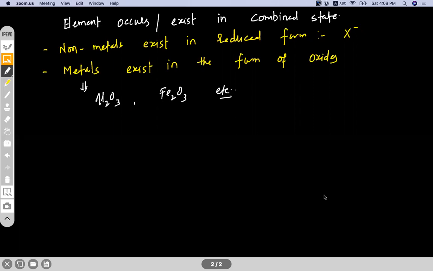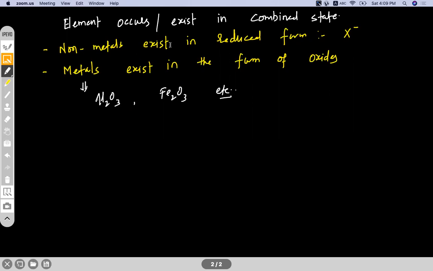There's no point in extracting a metal if you are putting so much money behind it, because eventually you have to make a profit out of it. So we choose those compounds from which we can extract metal conveniently and economically. Among all the compounds of one particular metal, the compounds that we choose for the extraction of the metal, we call them ores.